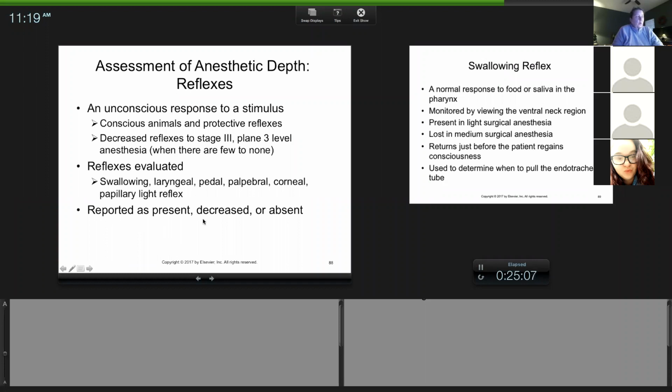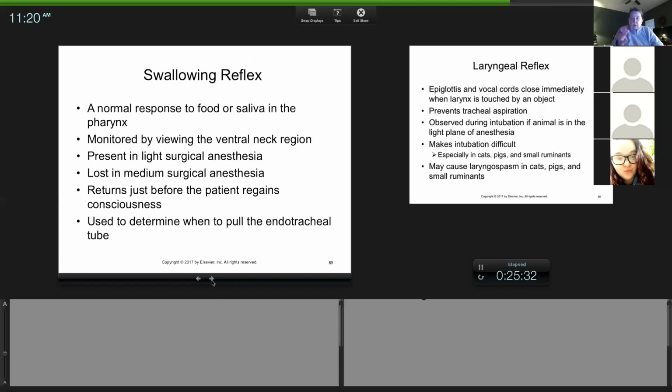Now, the way they usually say it is: is it present, is it decreased, or is it absent? You won't record those on an anesthetic record, you won't write decreased or gone. This is just your assessment that you keep, that will help you determine your vital signs if you're concerned about your vitals.